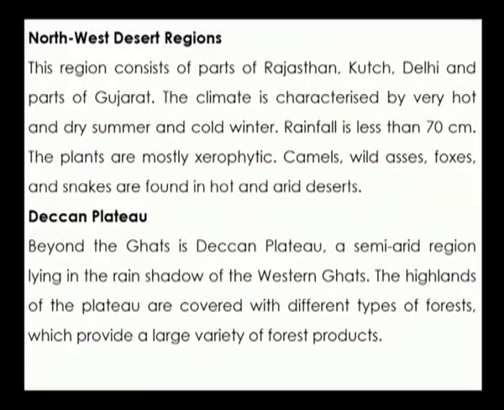Then you have the northwest desert regions. This region consists of parts of Rajasthan, Kutch, Delhi, and parts of Gujarat. The climate here is characterized by very hot and dry summers and then cold winters. Rainfall is less than 70 centimeters and the plants here are mostly xerophytic. Camels, wild asses, foxes and snakes are found in these hot and arid deserts.